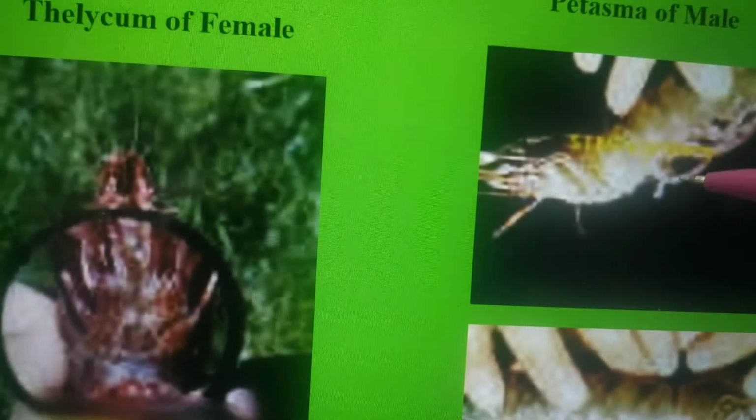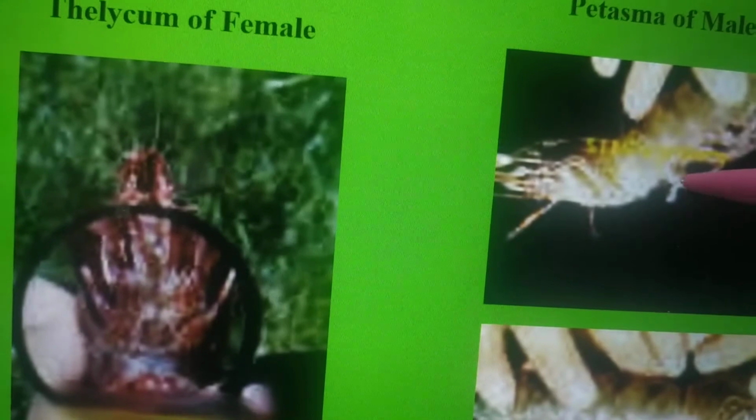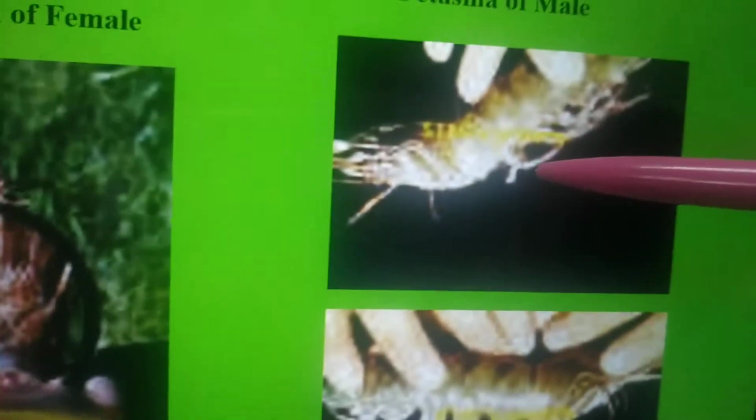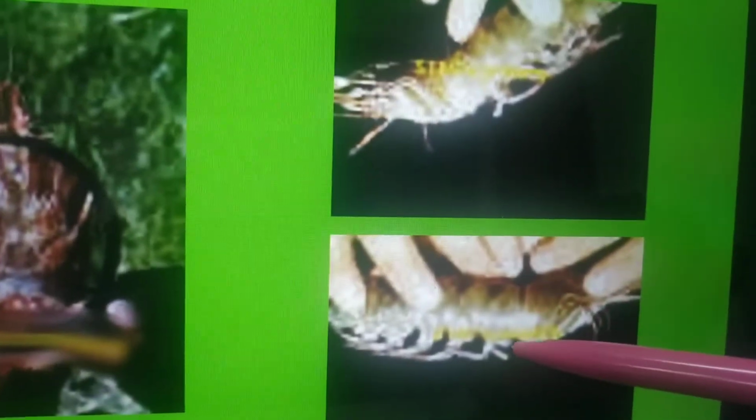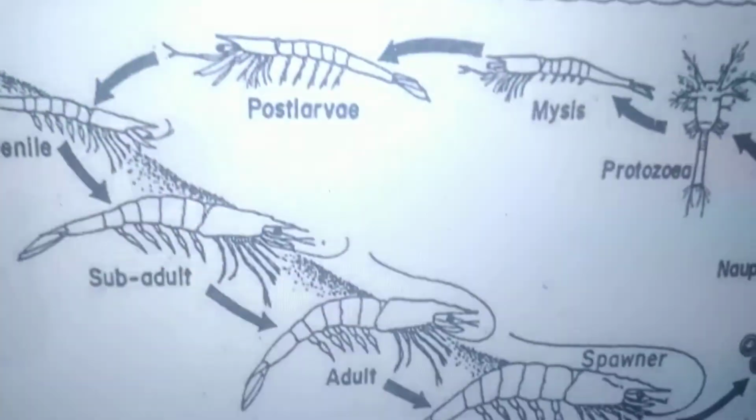This is male. See, this is called petasma, a small projection from the first swimming leg. This is petasma. See that small projection. And this is called thelycum, the female genital organ, which is situated between the fourth and fifth walking legs. So thelycum is the female sexual organ and petasma is the male sexual organ.